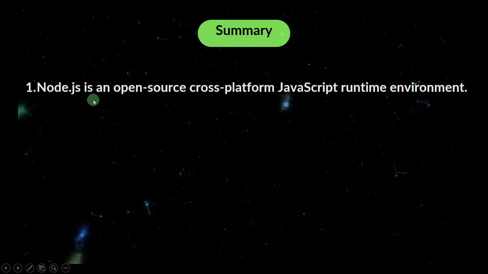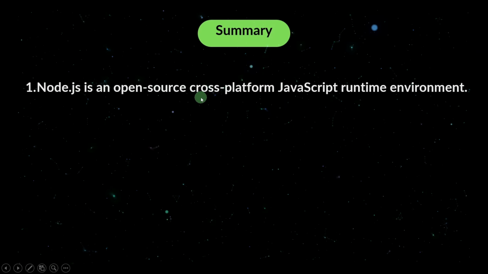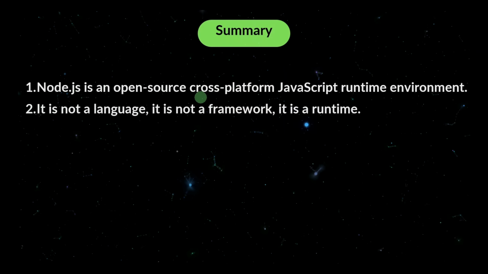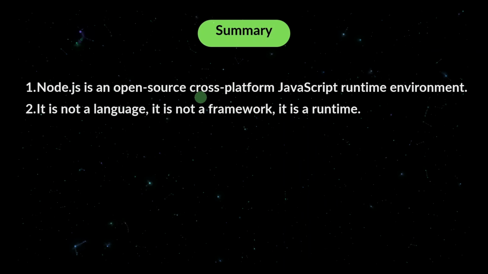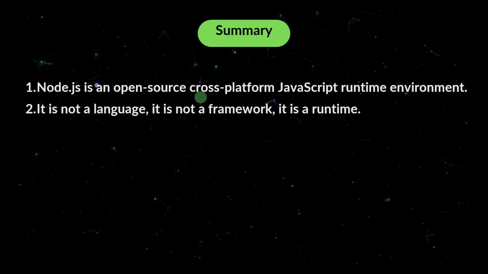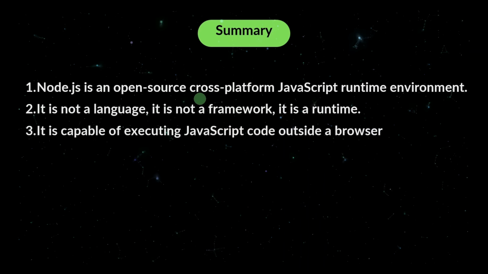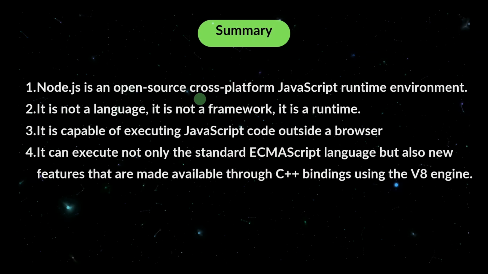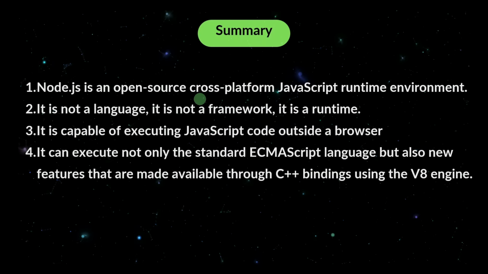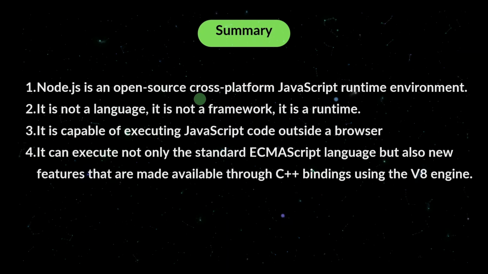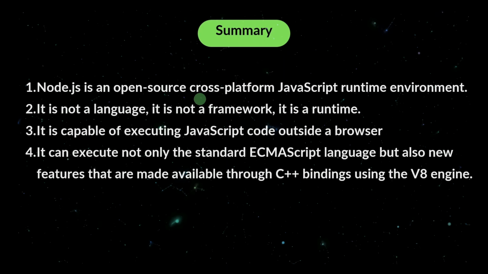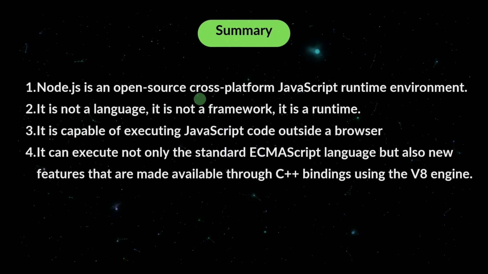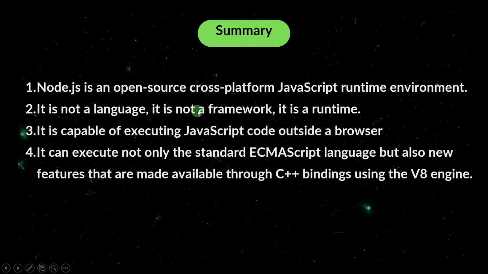So now to summarize, Node.js is an open source, cross-platform JavaScript runtime environment. It is not a language, and it is not a framework. Instead, it is a JavaScript runtime environment, and it is capable of executing JavaScript code outside the browser. It can execute not only the standard ECMAScript language but also new features which are made available through C++ bindings using the V8 engine. So this is the visual representation of the Node.js runtime environment.